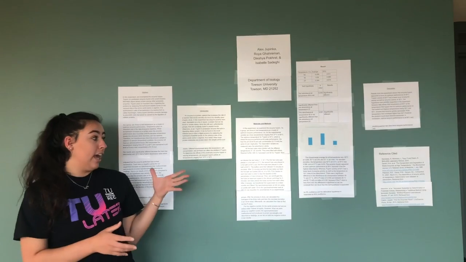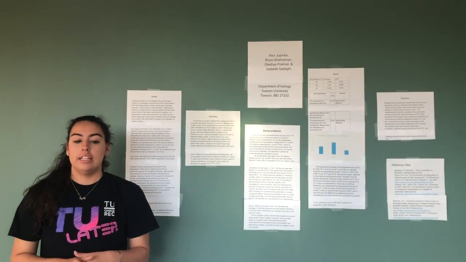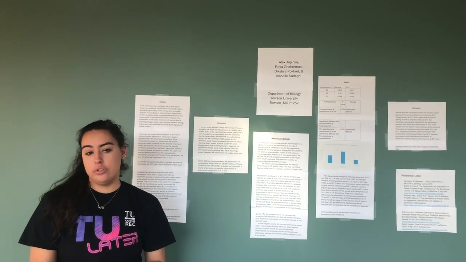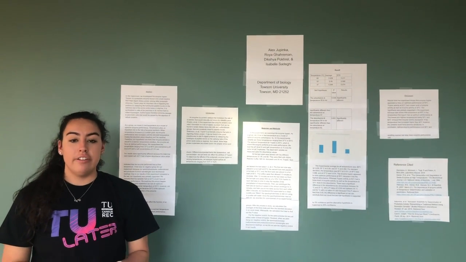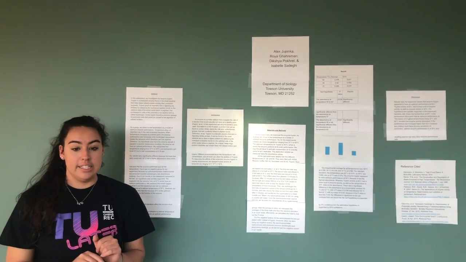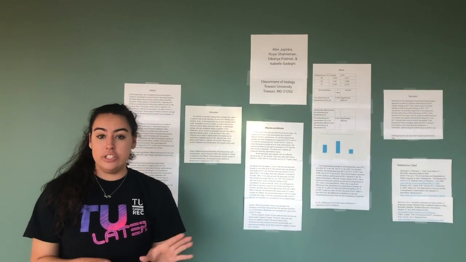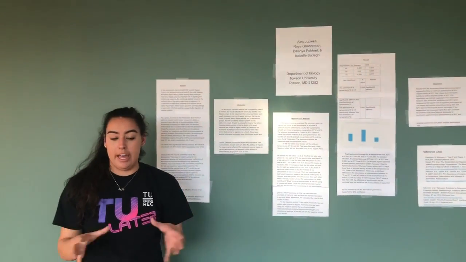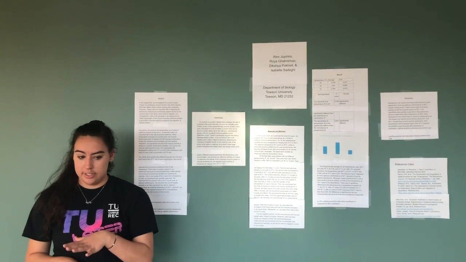So we had a lot of steps throughout our experiment. Started off with labeling all of our test tubes with different temperatures. We then added into the test tubes 450 milliliters of reaction buffer, 500 milliliters of azocasein, and 50 milliliters of trypsin. And then each tube was placed in a different temperature water bath of either 37 degrees Celsius, 50 degrees Celsius, or 60 degrees Celsius.